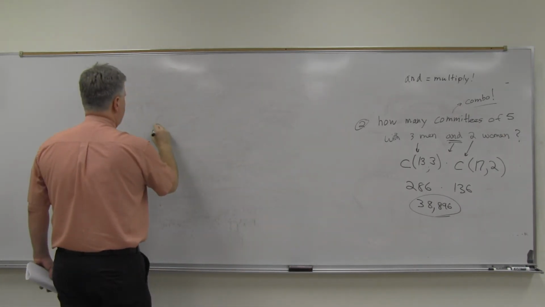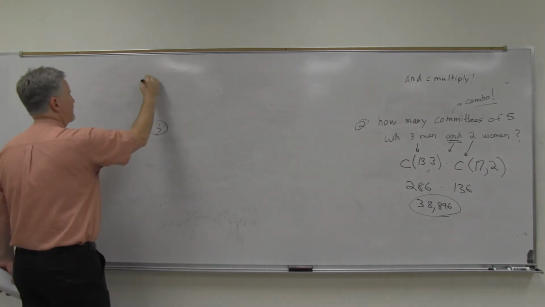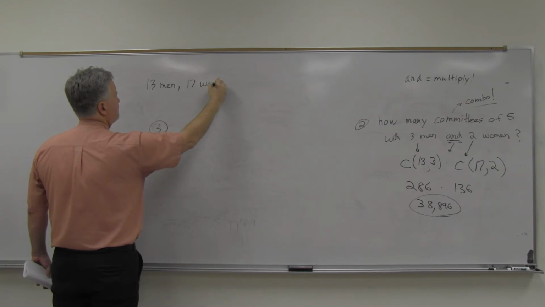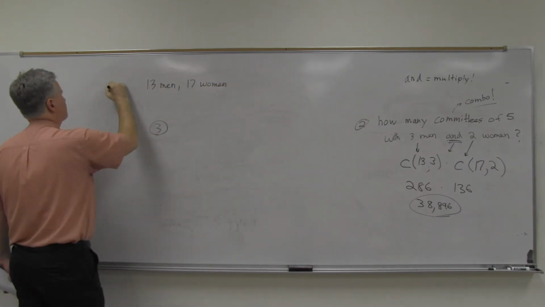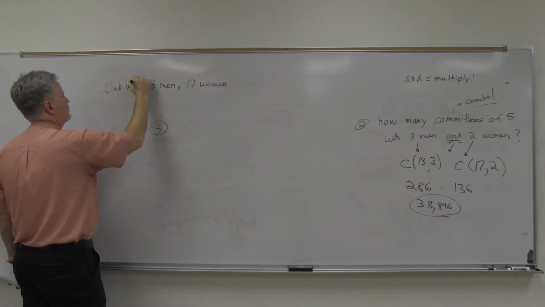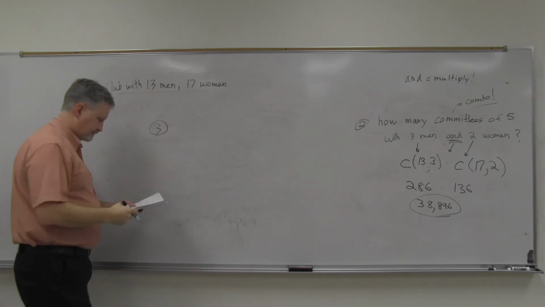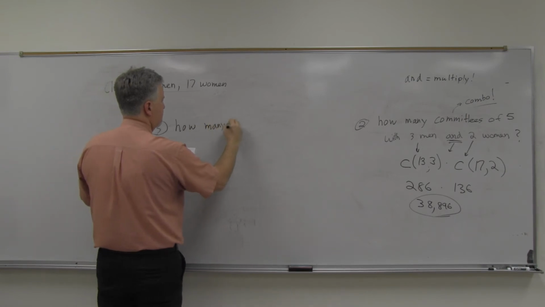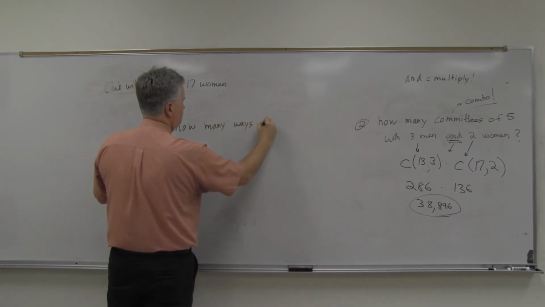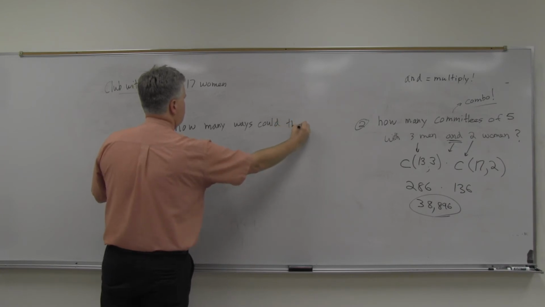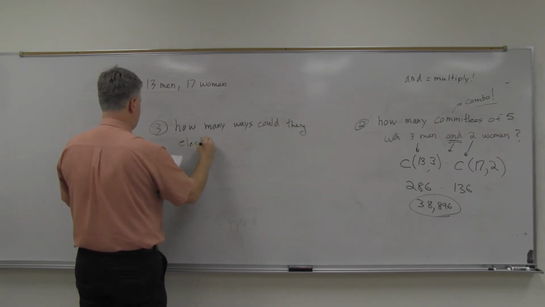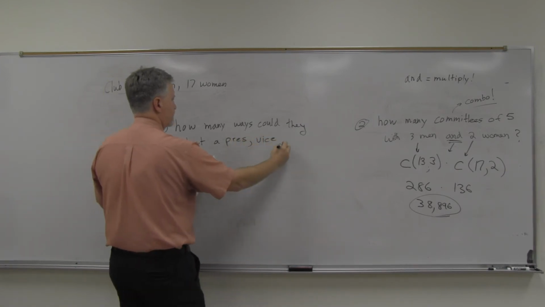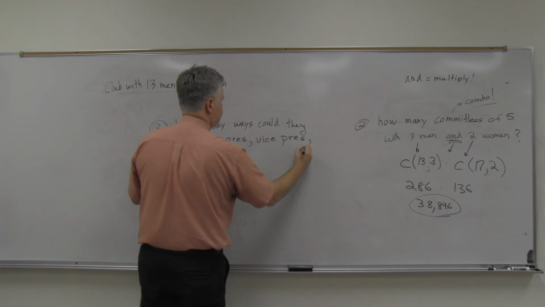Oh, I erased my thing because I'm going to do a third one. All right, so we got 13 men, 17 women in a club. Same club. So number 3 here, how many ways could they elect a president, vice president, and a secretary?